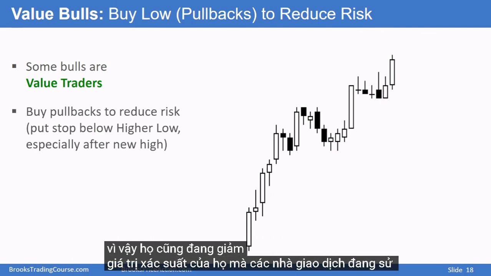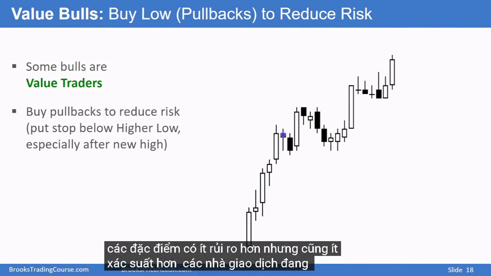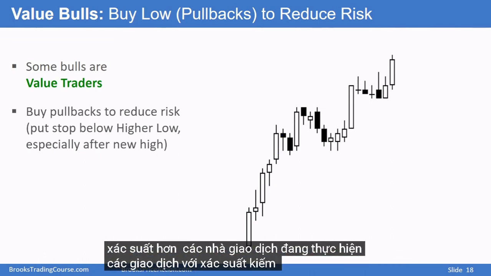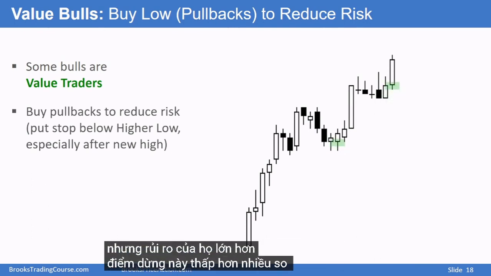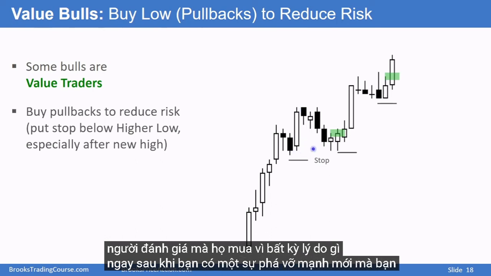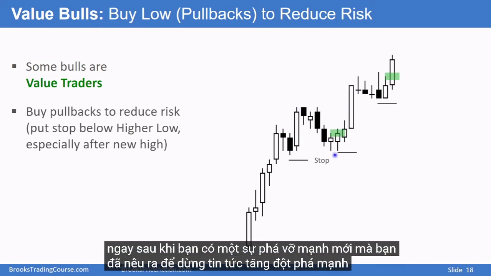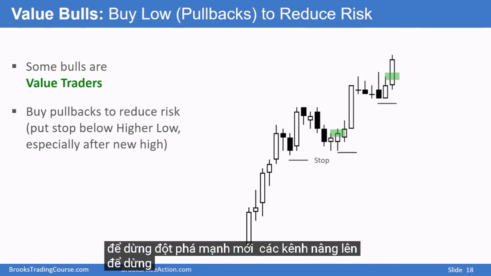Value traders are taking trades that have less risk, but also less probability. Momentum traders are taking trades with a very high probability of making money, but their risk is greater. Their stop is further below. A momentum trader buys for any reason. As soon as you get a new strong breakout, you raise the stop.